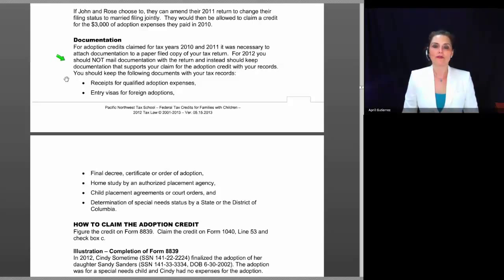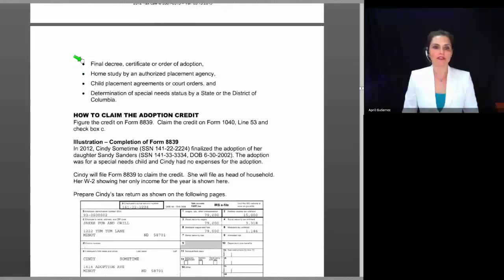And you should keep the following documents with your tax records: receipts for qualified adoption expenses, entry visas for foreign adoptions, the final decree, certificate or order of adoption, home study by an authorized placement agency, child placement agreements or court orders, and determination of special needs status by a state or the District of Columbia.